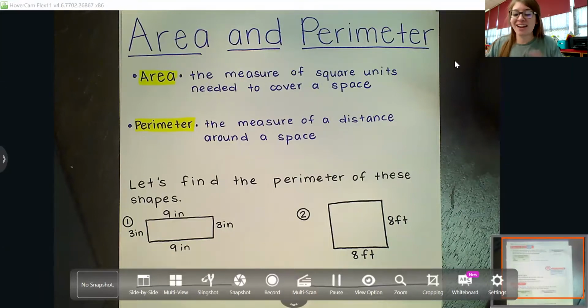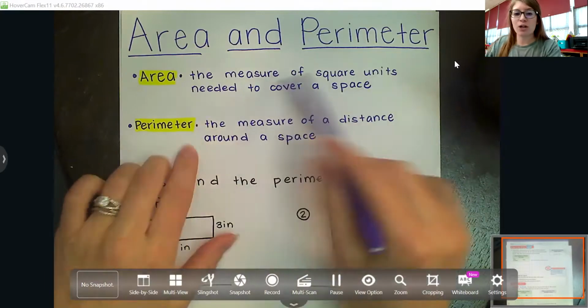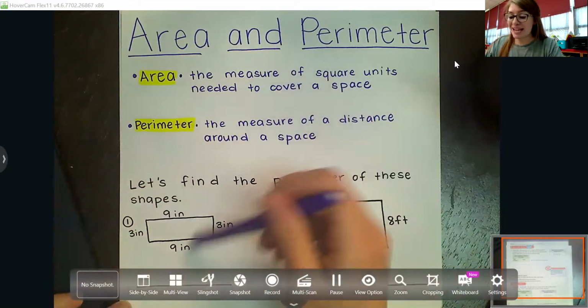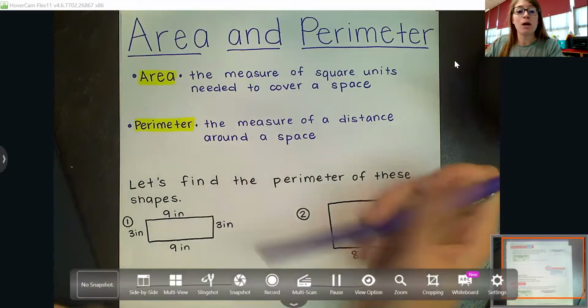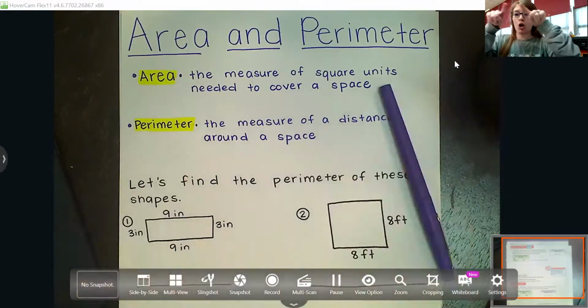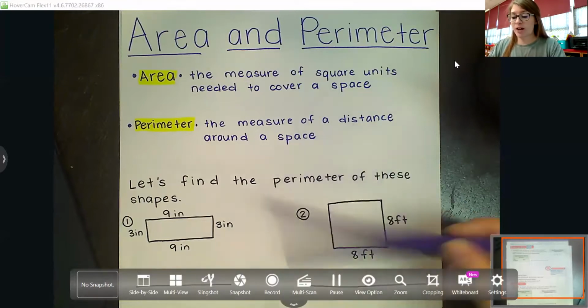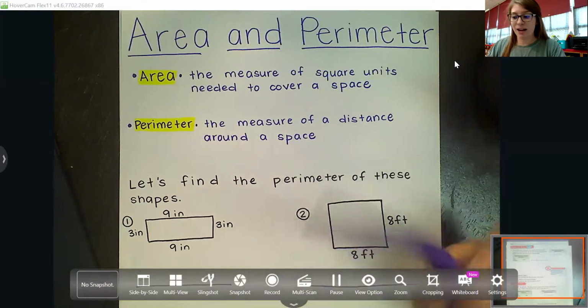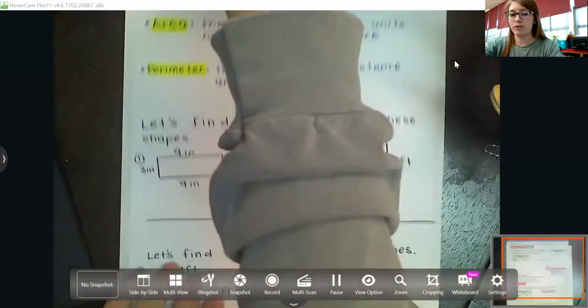All right. So area is the measure of square units needed to cover a space. So the inside of a shape. Perimeter is the measurement around the distance outside. So area is inside, perimeter is outside. Okay, so we are going to go ahead and look at how we can find perimeter and area of shapes. We're going to start with perimeter first.